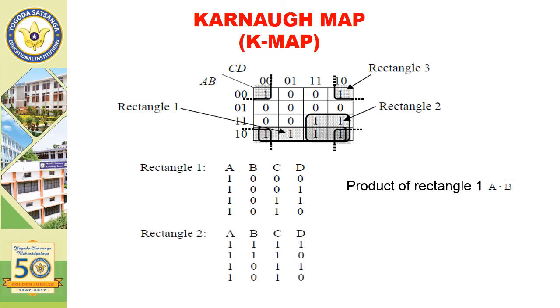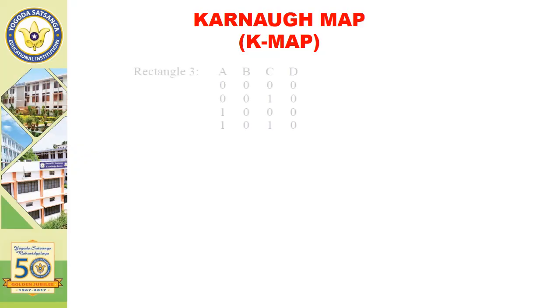In rectangle 2, it is clear that A and C retain their values, but B and D change their values, and both A and C have the value 1, so the product is A dot C. In rectangle 3, we clearly see that B and D retain their values, but A and C change their values. Because B and D have the value 0, the product is B dash dot D dash.